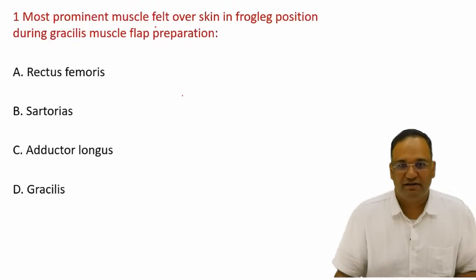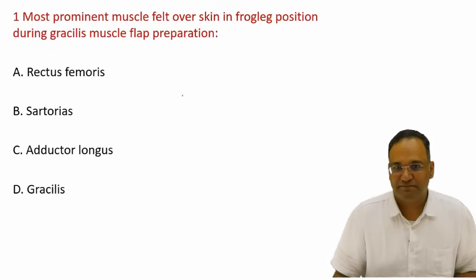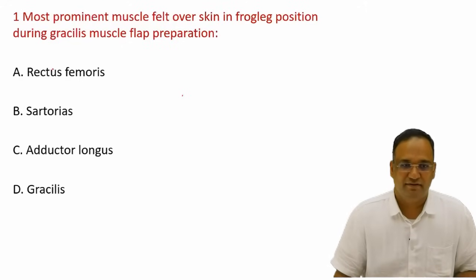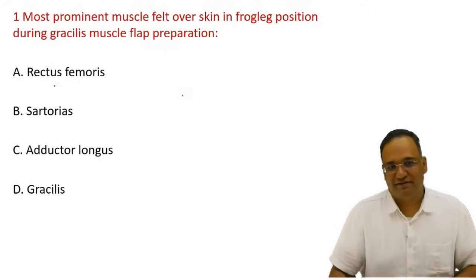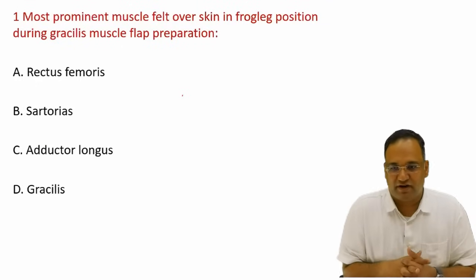Most prominent muscle felt over the skin in the frog leg position. What is the frog leg position? Yes, adduction and flexion of hip and the knee. Frog leg position during gracilis muscle flap preparation is for the harvest of which muscle? The question is very simple. What do you think the answer is? Is it rectus femoris or sartorius or adductor longus?